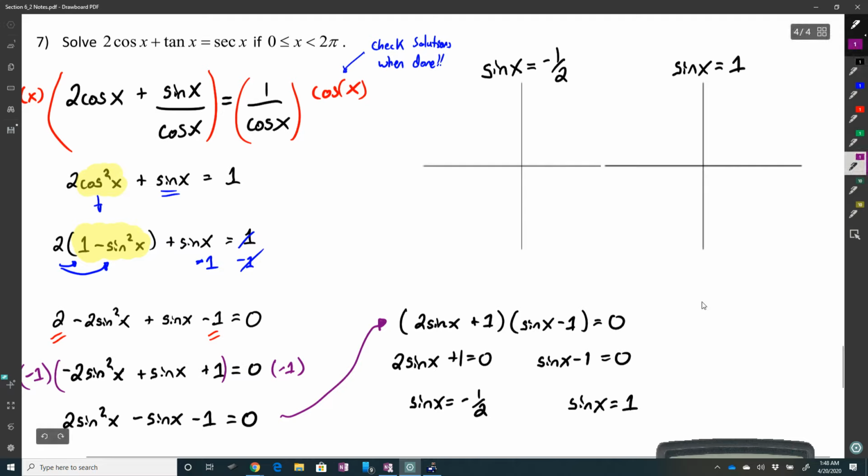Okay, they really like the 1/2 answer. So sine of x equals 1/2 at 30 degrees. Now this is radians, so pi over 6.